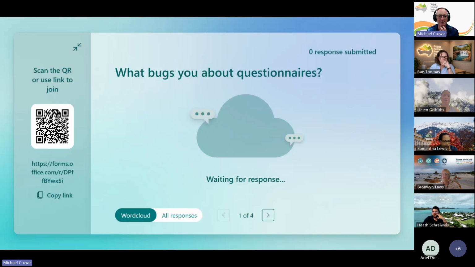Okay, so this is the first one where you can take out your phone or click on the link, whichever you prefer. Question 1 is what bugs you about questionnaires, or you can type it in the chat as well.